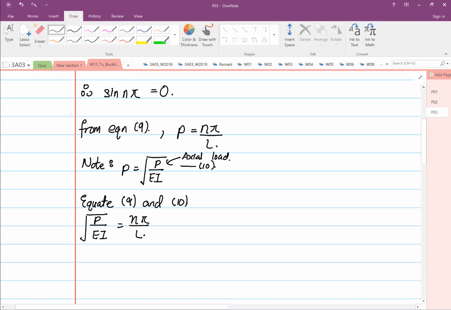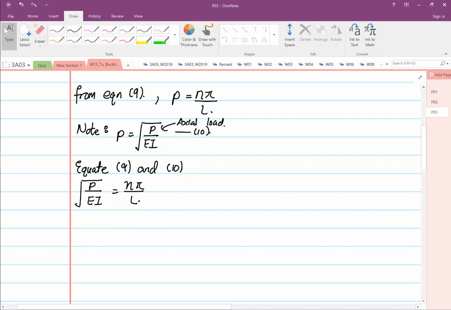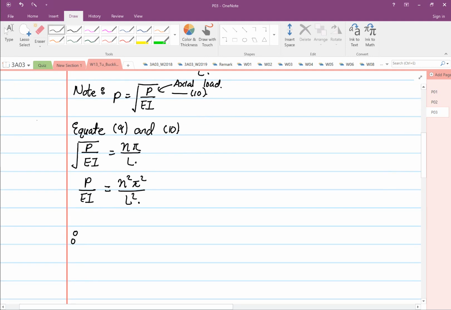So I'm going to rewrite this expression. This will be P over EI equal to n squared pi squared over L squared. Therefore the critical load, P critical, is equal to n squared pi squared over L squared multiplied by EI.